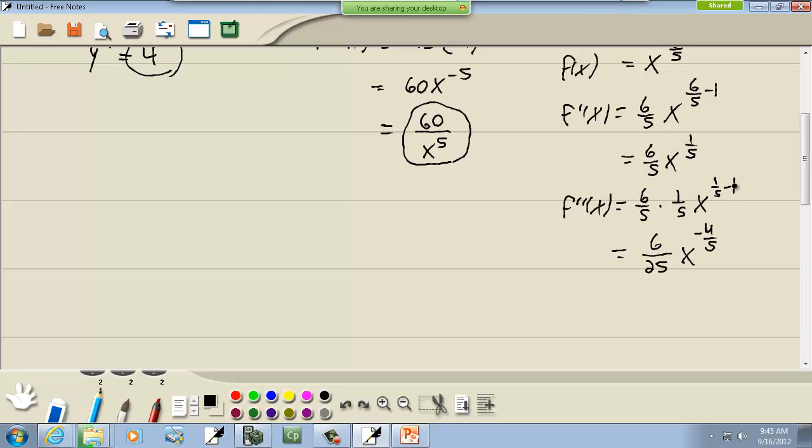These are again mixed numbers. I'm taking negative 1 times 5 is negative 5, plus 1 is negative 4, and then the denominator stays the same. Well, remember, we don't want any negative exponents, so I take the x to negative 4/5 to the denominator, and it becomes x to the positive 4/5. And that's our answer.